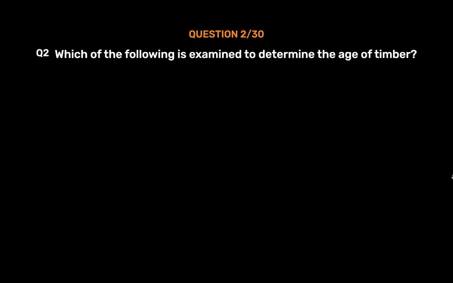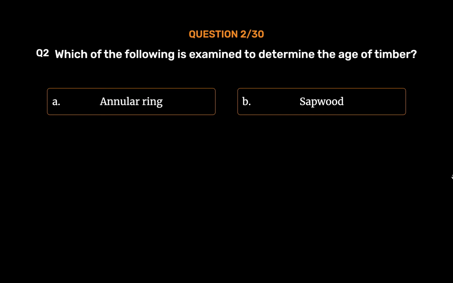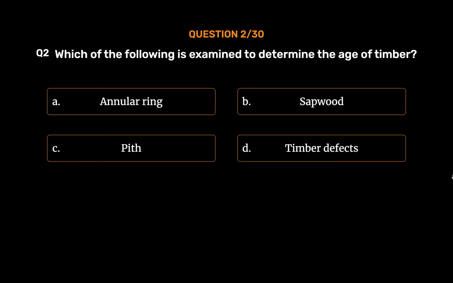Question number 2. Which of the following is examined to determine the age of timber? Option A, annular ring. Option B, sapwood. Option C, pith. Option D, timber defects. The correct answer is Option A, annular ring.